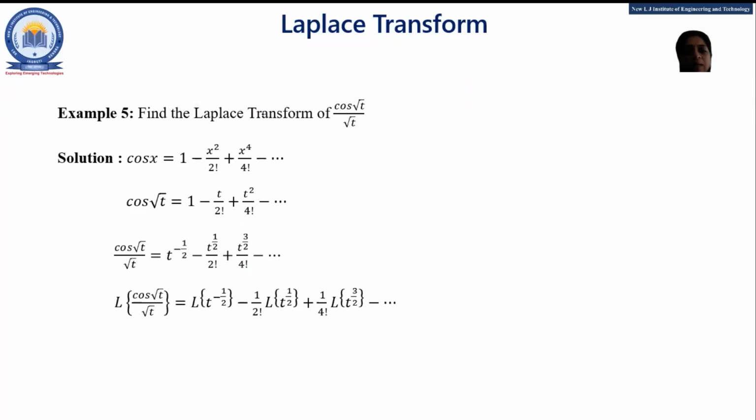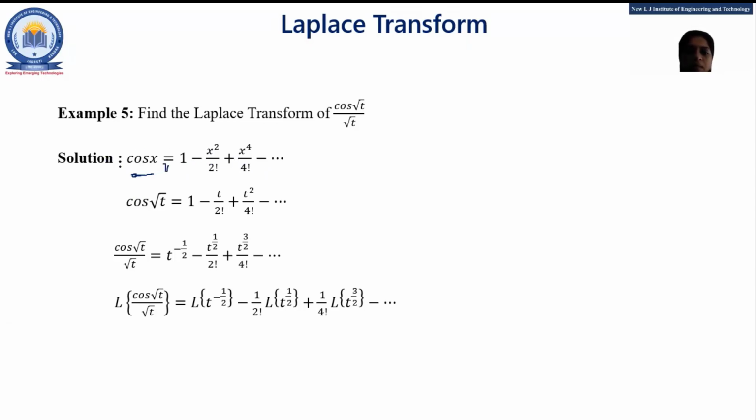Now, one more example. Find the Laplace transform of cos root t upon root t. Okay. This is an important example. See carefully, students, this is the series of cos theta. This series we learned last semester in the Taylor series form. So cos theta is what? 1 minus theta square upon 2 factorial plus theta raised to 4 upon 4 factorial minus theta raised to 6 upon 6 factorial, like this. Here one term is positive, one term is negative, and all are even terms in this series.